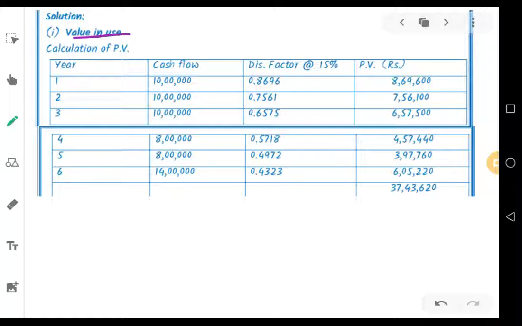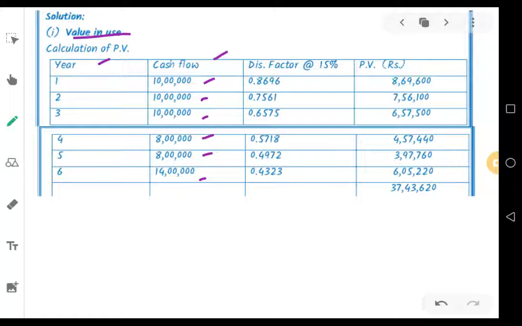To calculate this, let us prepare a simple table like this. First column, number of years. Since it is 6 years, you take from 1 to 6. And the cash flows, it has been given in the question that for the first 3 years they will get 10 lakhs, 10 lakhs and 10 lakhs. After that they will get 8 lakhs, 8 lakhs, 8 lakhs for the next 3 years. So they are the cash flows.